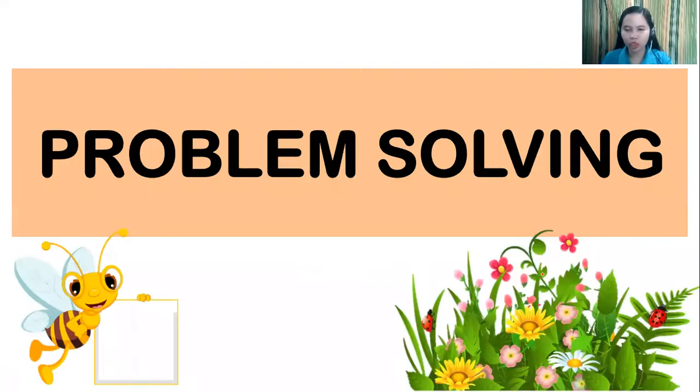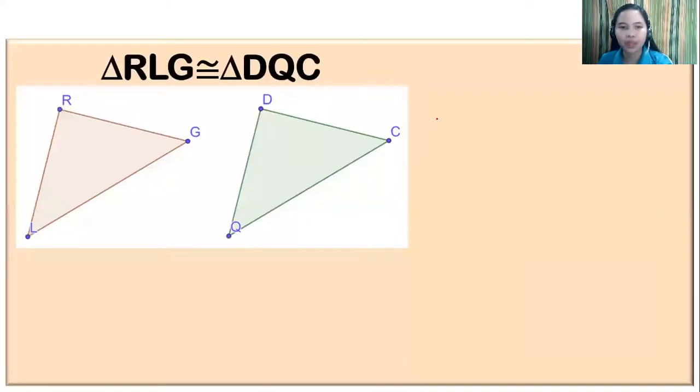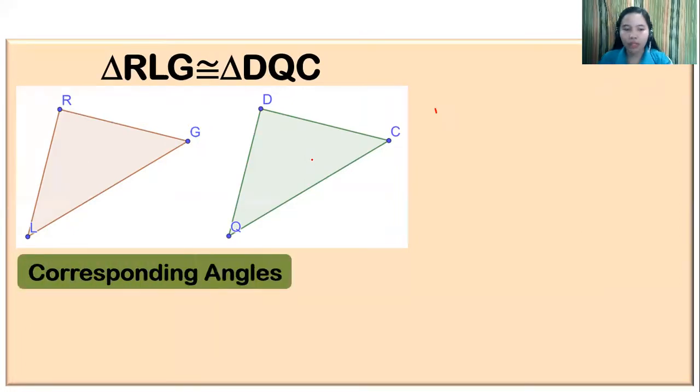Let's have the problem solving. In this problem solving, simple lang siya. We have the given figure. Let's have first the corresponding parts. Given the triangle, we have triangle RLG congruent to triangle DQC. We have these two triangles, and first, we have to find the corresponding vertices.